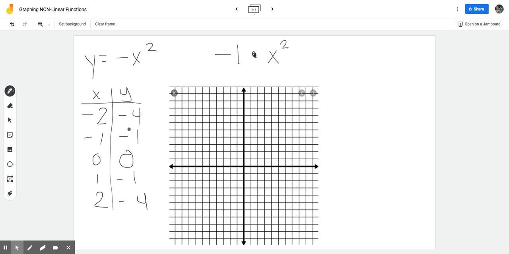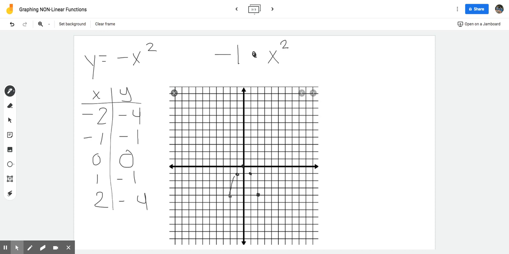So when I graph this, we have -2, -4. And then we have -1, -1. Then we have 0, 0. Then we have 1, -1. And then we have 2, -4.